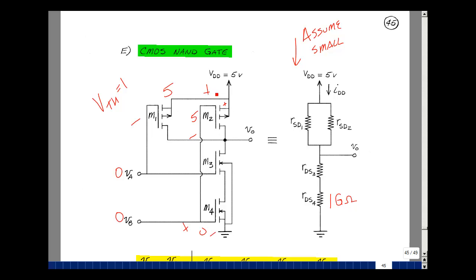And when the source to gate is greater than threshold, it's either going to be ohmic or current saturation. But because we're assuming that the current is small, we don't have enough current to get into the saturation region. This would be ohmic, pick 1 ohm. And likewise for this one, 1 ohm.